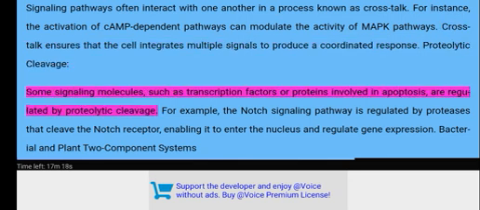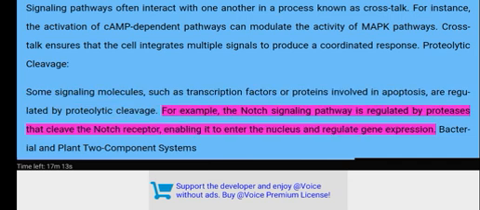Proteolytic cleavage. Some signaling molecules, such as transcription factors or proteins involved in apoptosis, are regulated by proteolytic cleavage. For example, the Notch signaling pathway is regulated by proteases that cleave the Notch receptor, enabling it to enter the nucleus and regulate gene expression.